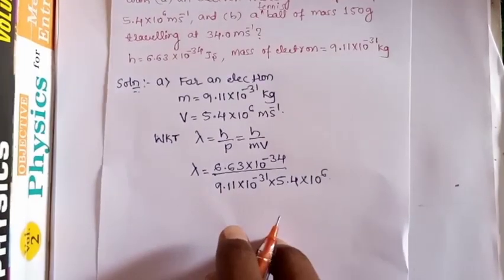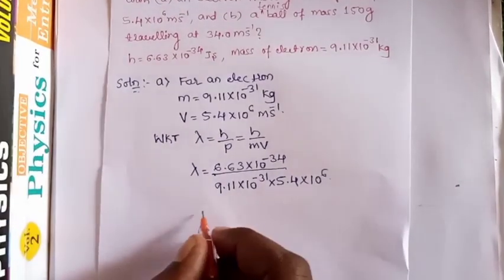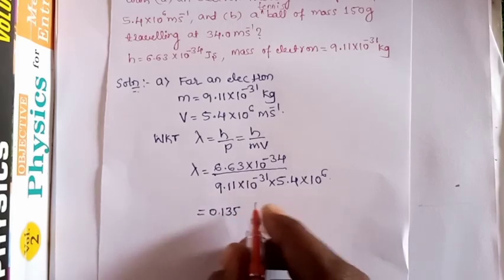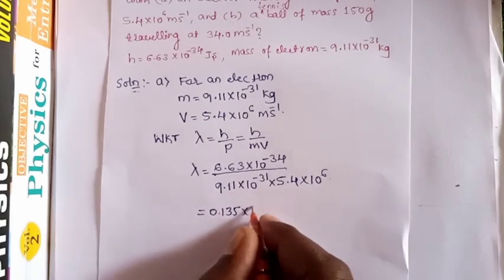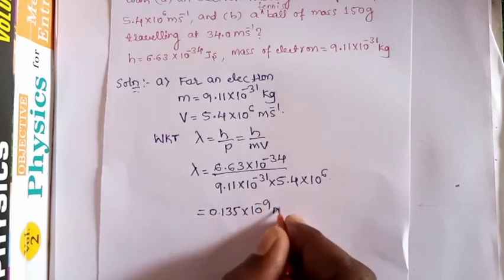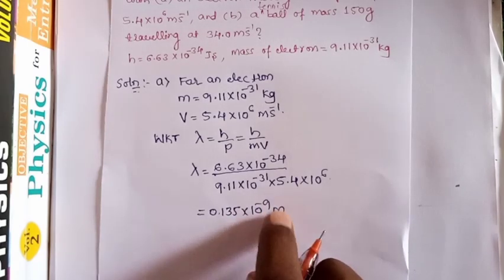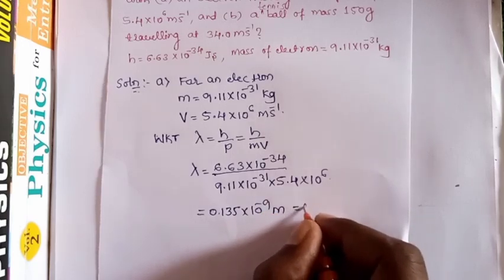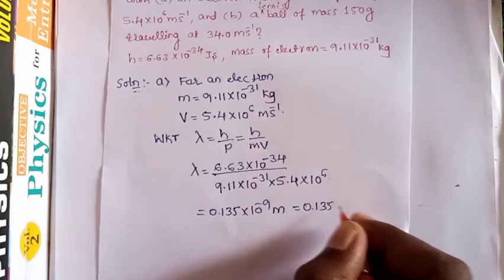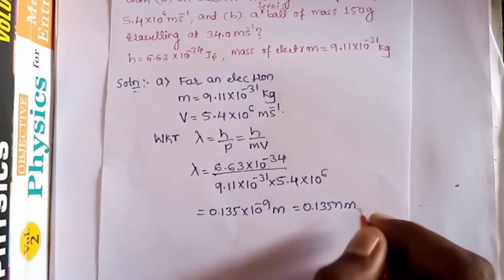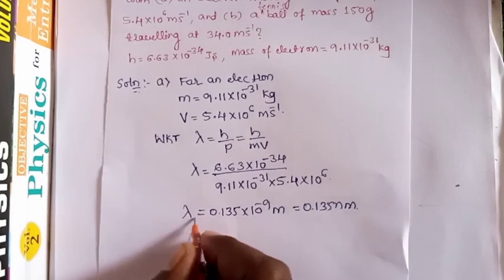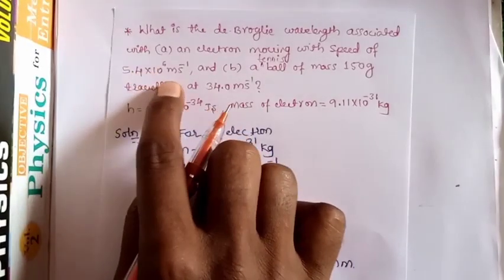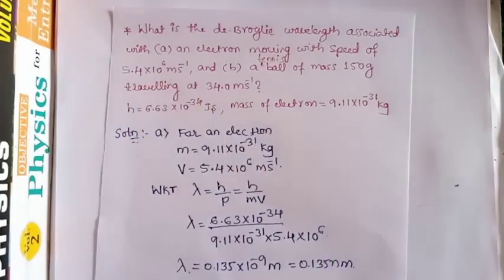On solving this one, we will get 0.135 × 10^-9 meter. So 10^-9 meter means here it is a nanometer. 0.135 nanometer. So it is the de Broglie wavelength associated with the electron moving with the velocity 5.4 × 10^6 meter per second.